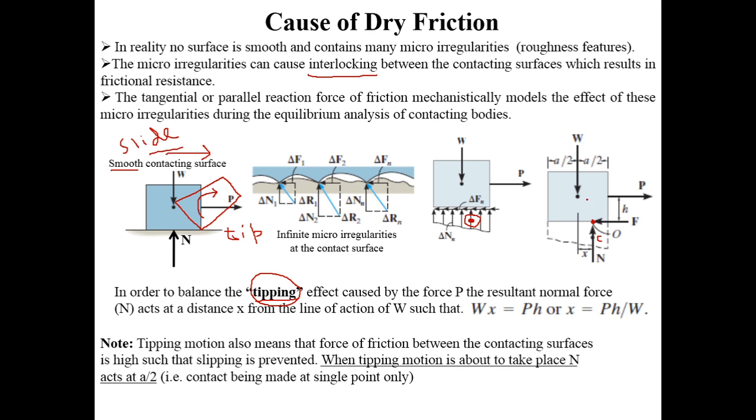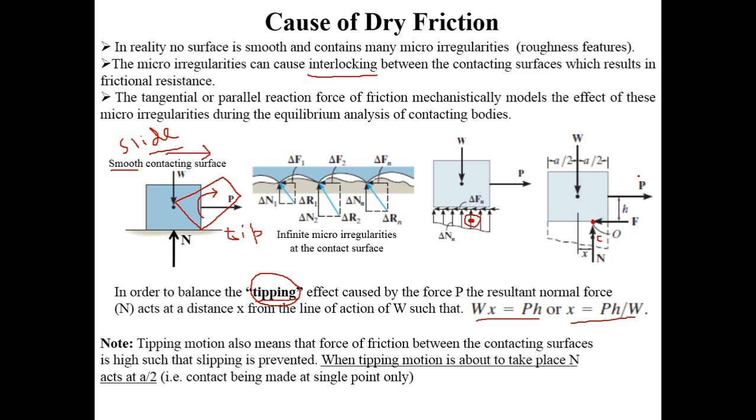So you see the moment arm of W is X measured from point O, and this is an anti-clockwise moment, whereas the moment of P about point O is clockwise. So these two moments will try to balance each other as shown here. And from this equation you find out the value of X. So the value of X comes out to be PH over W, and you realize that normally these parameters, this P, H and W, are actually given to you.